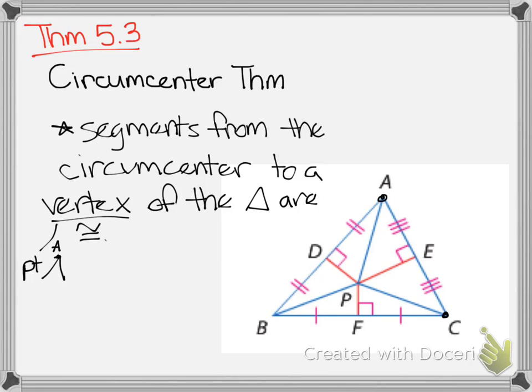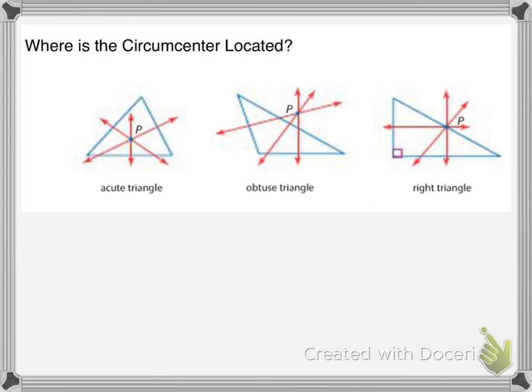So for instance here, P is the circumcenter of this triangle. From P to B, P to A, and P to C is the same distance, so all of these segments are congruent. So where is the circumcenter located? It's located in different places depending on what kind of triangle you have. If the triangle is acute, meaning all of its angles are acute, the circumcenter of that triangle will always be inside of the triangle. So with an acute triangle, the circumcenter is inside.